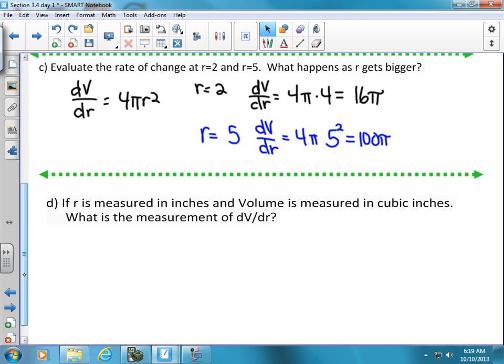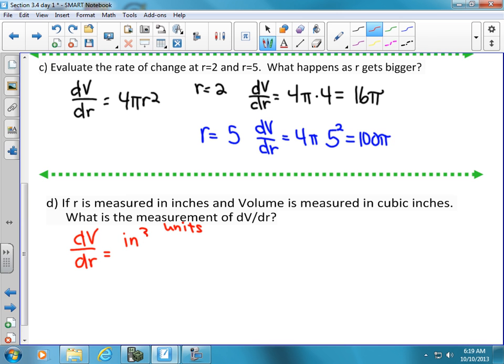What if r is measured in inches and volume is measured in cubic inches? What is the measurement of dV/dr? What they're looking at is actually what the units are. Volume is inches cubed, and r is inches, so we end up with inches squared as our unit.